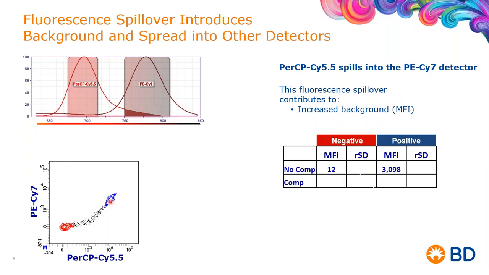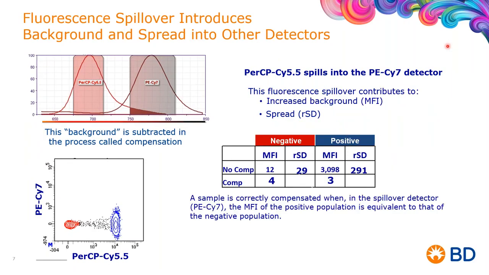But luckily, we have compensation. In the process of compensation, by running a single control, we instruct the software, the algorithm, to basically subtract this signal. So when we compensate, we're bringing the signal down to a point where the MFI, the intensity of the signal in PE-Cy7, from the negative and the positive now comes to the same value. So the centers of the two populations are aligned.